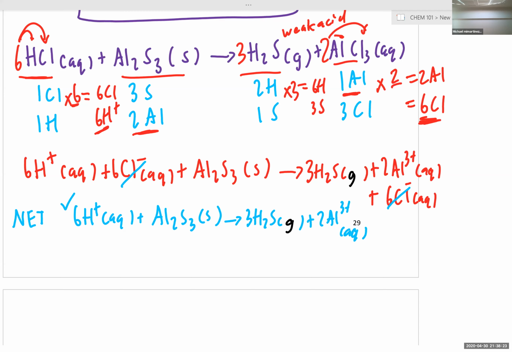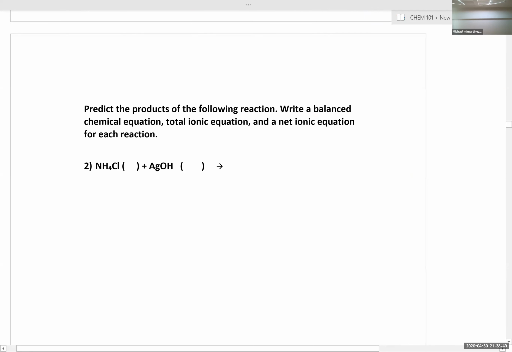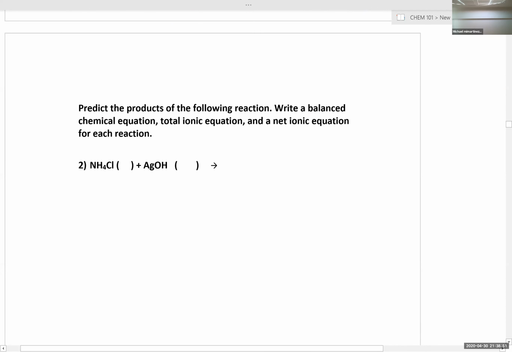Does that make sense? Hydrogen sulfide is a common gaseous product generated from these acid-base reactions as a result of the hydrogen sulfide escaping the solution. Does that make sense? Perfect.